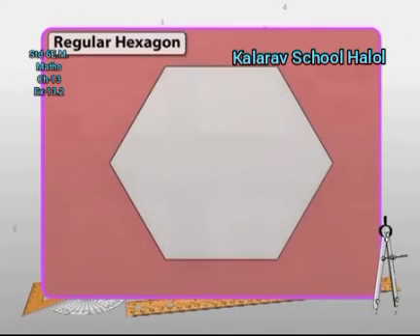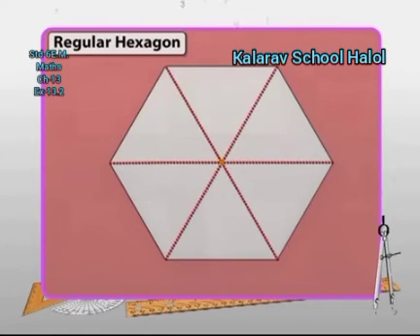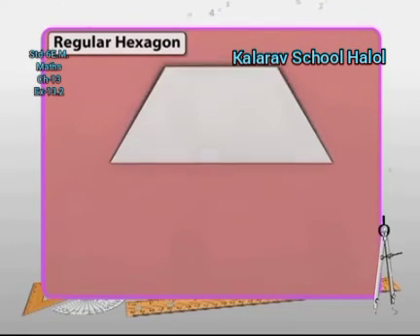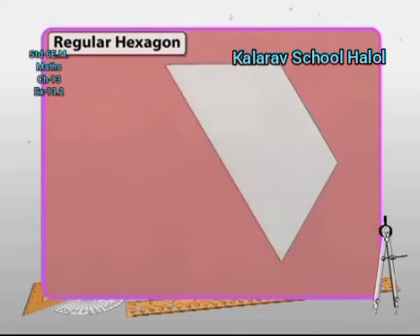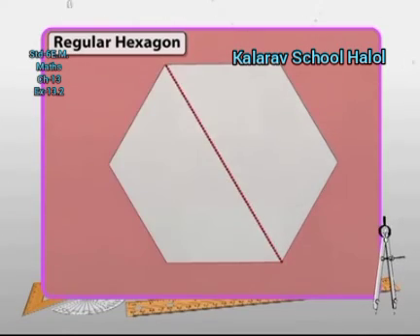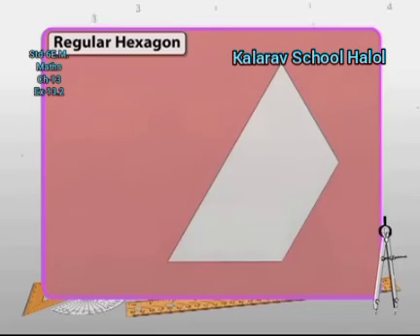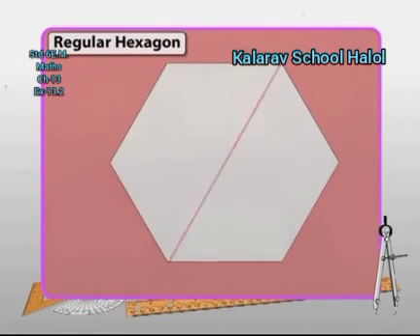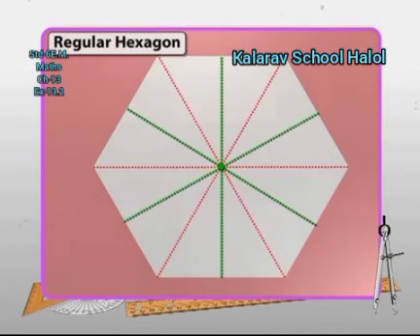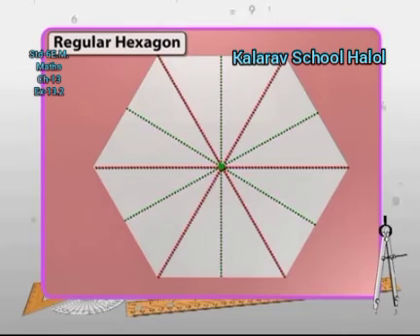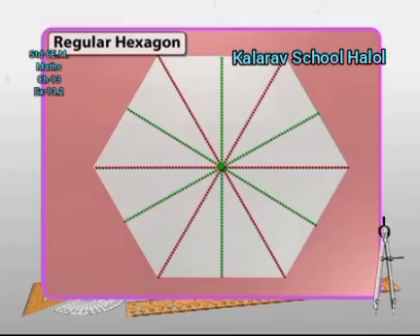Next, let's take up a regular hexagon. On folding it along its 3 diagonals, we observed that the 2 halves fit exactly one over the other. Also, if it is folded along the lines joining the midpoints of its opposite sides, the 2 halves fit exactly over each other. Thus, we obtain 6 lines of symmetry for a regular hexagon, of which 3 lines are along its diagonals and other 3 are central lines.